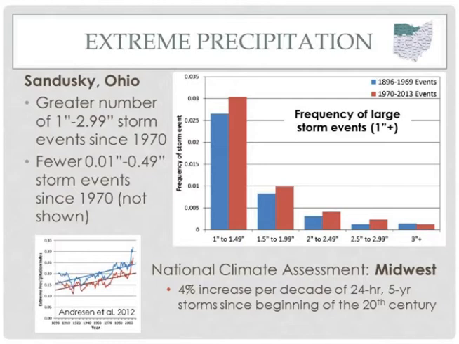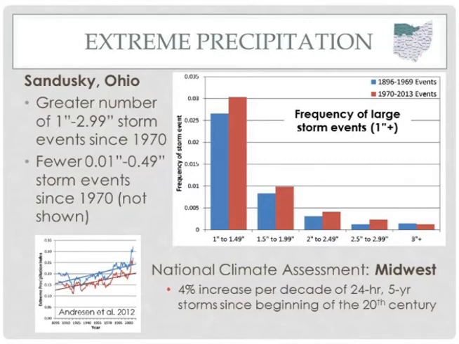So this is information for Sandusky, Ohio, which has a pretty good climate record dating back to the late 1800s. What this figure is showing us is the frequency of large storm events. These are storm events with daily totals 1 inch or greater. The blue columns are representing the frequency of these storm events from before 1970, and the red bars represent events after 1970. On the very left, we see precipitation events ranging from 1 inch to 1.49, and greater precipitation events to the right, ending with 3-inch events on the far right.